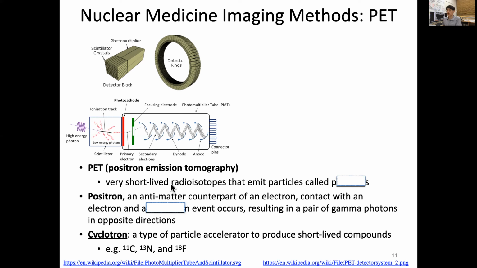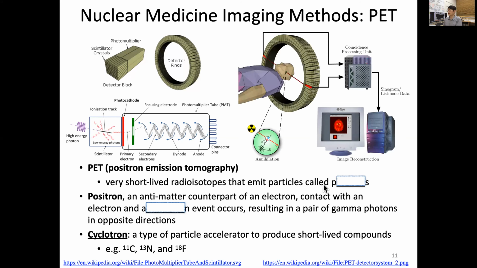How we image with PET, or positron emission tomography: we are using a very short-lived radioisotope that emits particles called, as the name says, positrons. So it looks like this. This is from the radioisotope, positrons, denoted as e plus because the charge is the same as an electron, but positive.